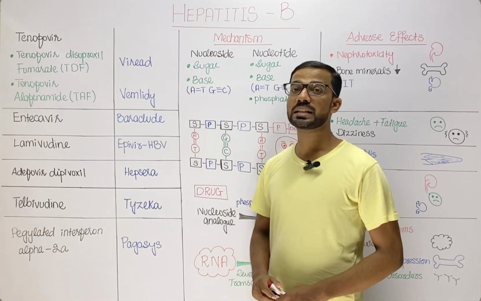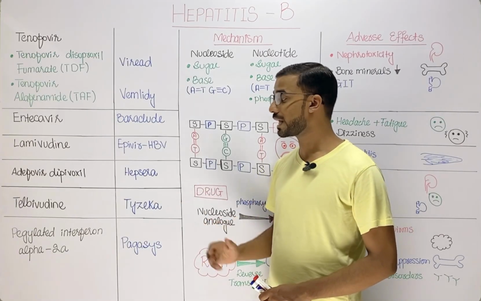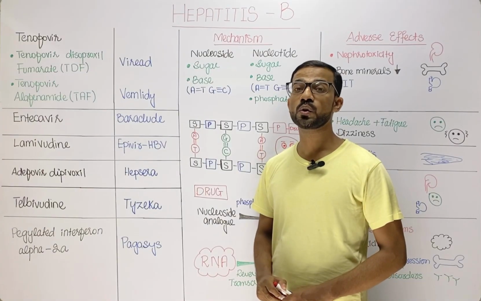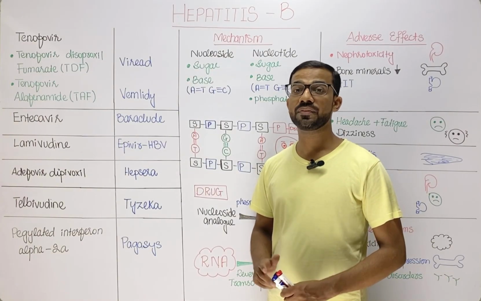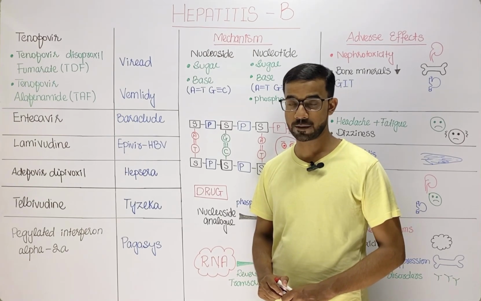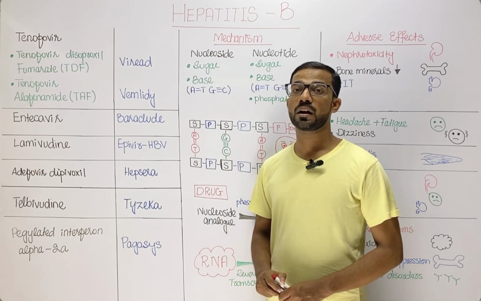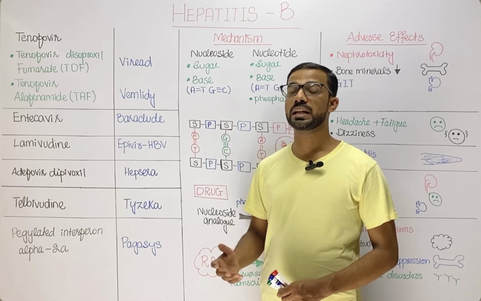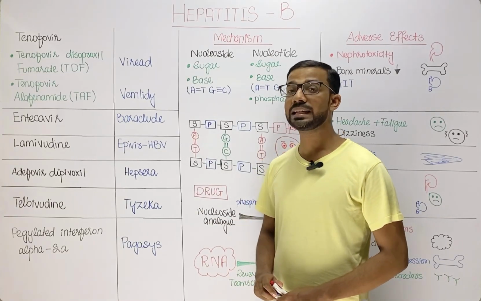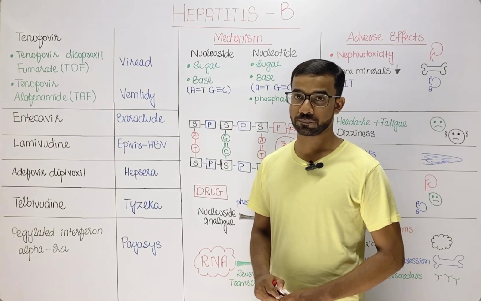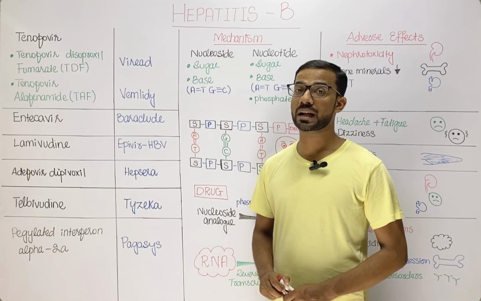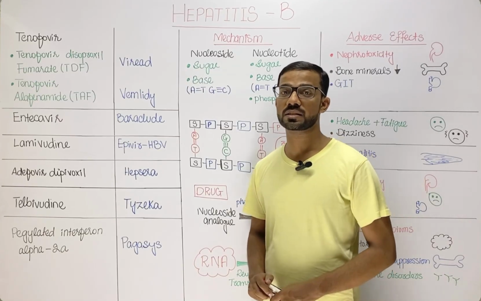Next is Telbivudine, and its brand name is Tyzeka. These drugs are all nucleoside analogs, and they ultimately inhibit the reverse transcriptase enzyme that helps in the conversion of the RNA into the DNA in the hepatitis B virus. And last is pegylated interferon alpha-2a, and its brand name is Pegasys. This drug has a different mechanism of action, so we will discuss this later.